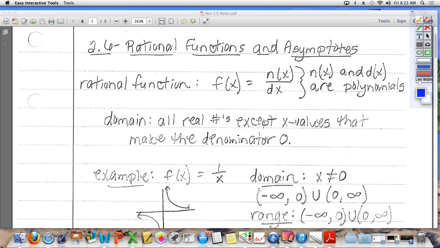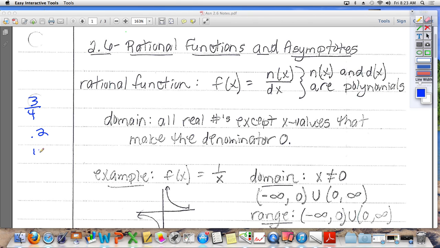So section 2.6 on rational functions and asymptotes, the first thing you need to know is what a rational function is. A rational number, first of all, is a number that can be written in fraction form. So for example, 3/4 is a rational number because it's a fraction. But what about 0.2? Is 0.2 a rational number? Yeah. Can you write 0.2 as a fraction? Yeah, so it's rational.